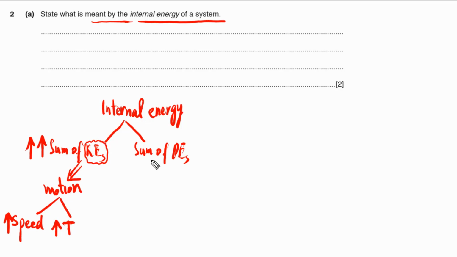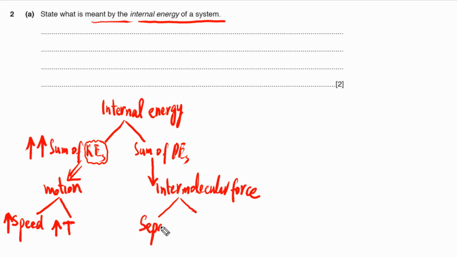Now, let's move on to potential energy. Potential energy is due to intermolecular forces. And potential energy of molecules depends on the separation between molecules, and also it depends on bonds between molecules. If the separation between molecules is greater, potential energy will be higher. And if the separation between molecules is small, potential energy will be lower.